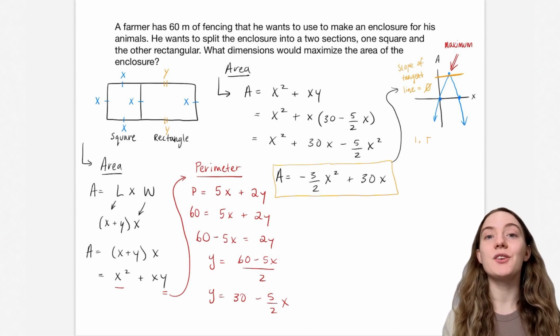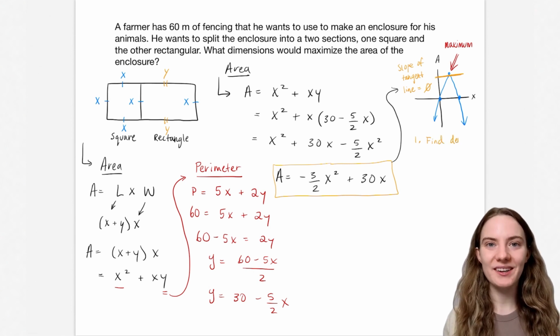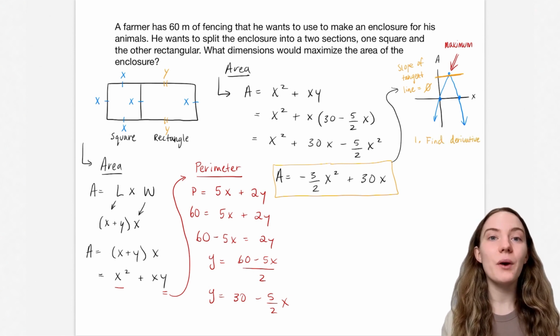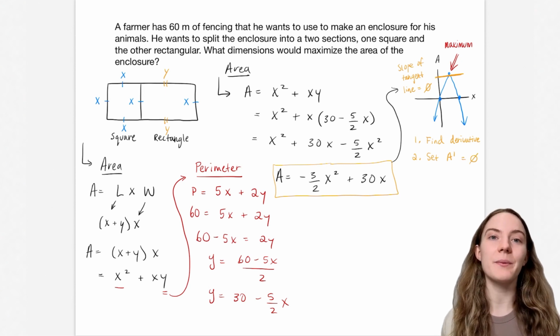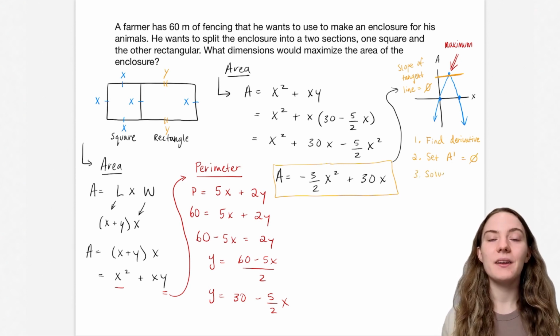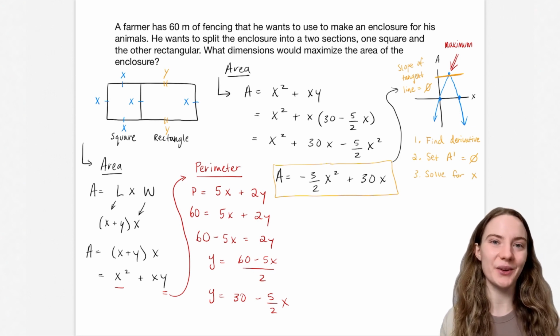We are going to find the derivative for that equation, and that will give us an equation for the slope of the tangent line. We will set that derivative equal to 0, and we will solve for our variable x. And that will help us find the width that will maximize the area of this enclosure.